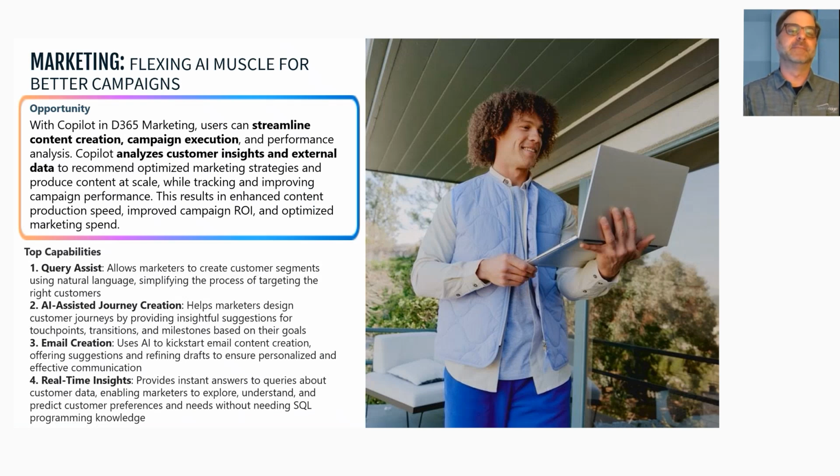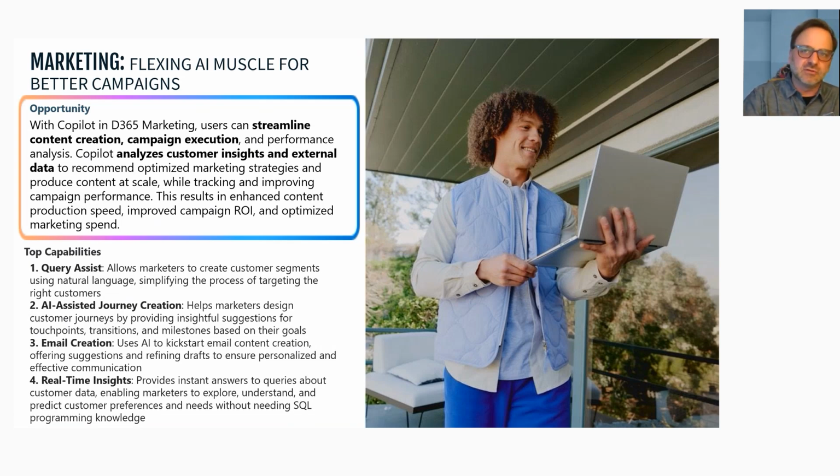Next, marketing. Flexing AI muscle for better campaigns. The key opportunity and value proposition for Copilot embedded in your marketing system is to save your marketing teams time in creating content and expending time on time-consuming campaign activities. When you have better customer data, better segmentation, better visibility into marketing activities and buying patterns, you get better insight into the marketing strategy that you want to leverage.